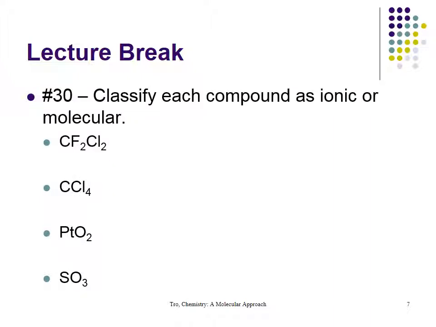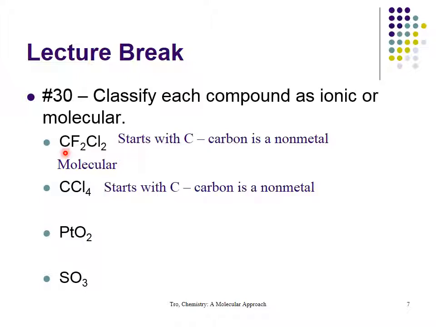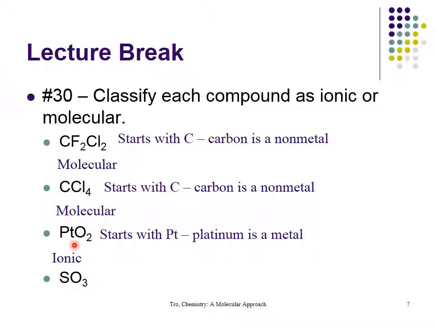Classify each compound as ionic or molecular. So the easiest way to do this is to look at the element that starts the formula. So if it starts with a nonmetal, carbon is a nonmetal, that means it's molecular. This one also starts with carbon, so it's also molecular. This one, we have platinum and oxygen. Platinum's a metal, so that means that this one's going to be ionic. And then our last one, sulfur. Sulfur is also a nonmetal, so it's molecular.